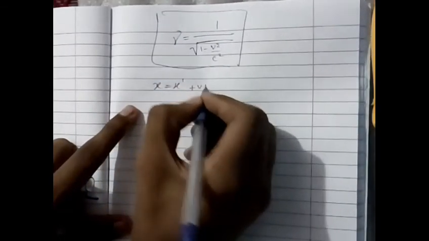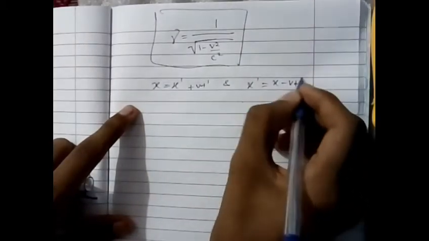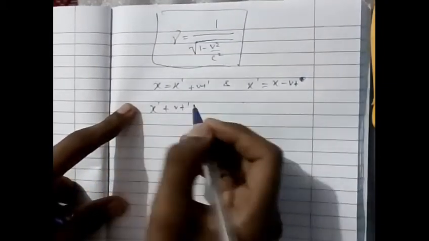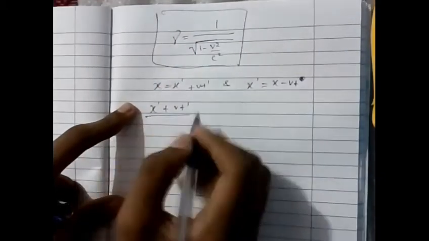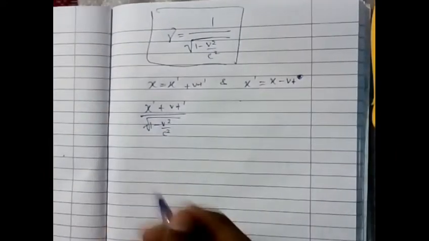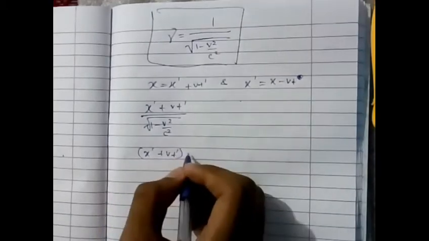Alright, you remember yesterday's two equations we made: x equals x prime plus vt prime, and x prime equals x minus vt. Because of different perspectives, we have to multiply both the equations with gamma. So it will be x prime plus vt prime, and substitute this equation here. We'll have under root 1 minus v square over c square. And this can be written as x prime plus vt prime times gamma.